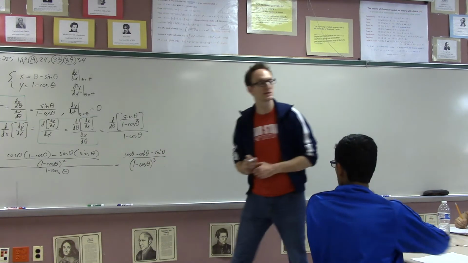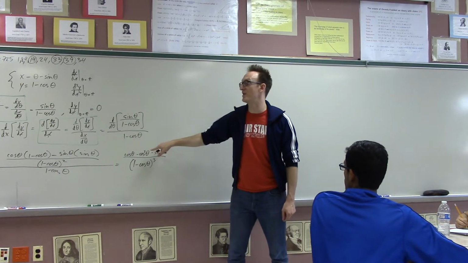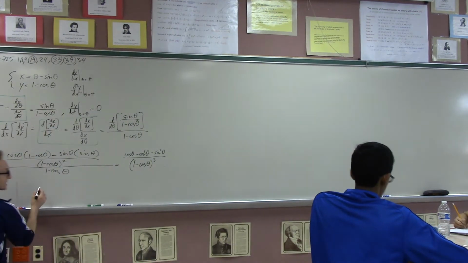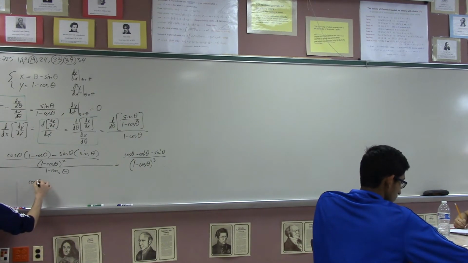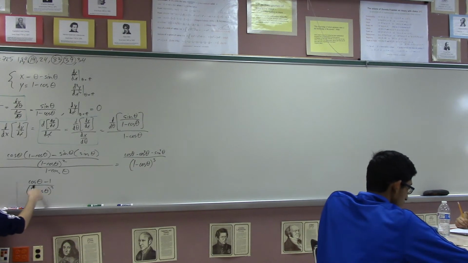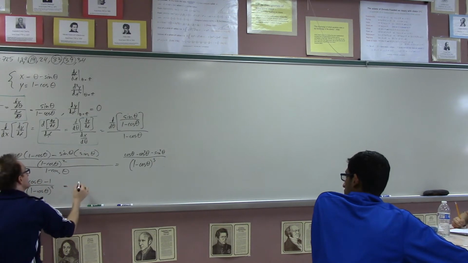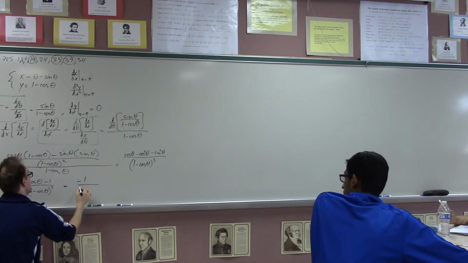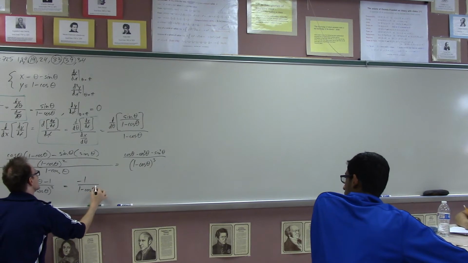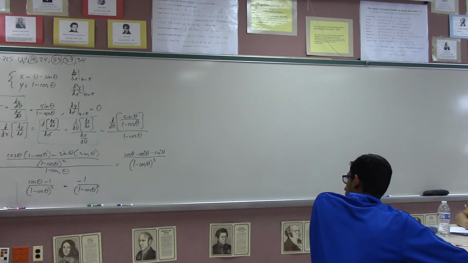You guys following all this? But then that's just another trig identity right there. So that is cosine theta minus 1 over 1 minus cosine theta cubed. And that is just the opposite of that, so I cancel one of those with a -1 residue. Alright, so this is -1 over 1 minus cosine theta squared. That is the formula. This is number 14, answer not in the back of the book.